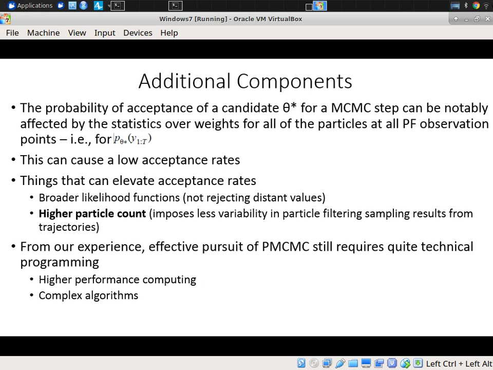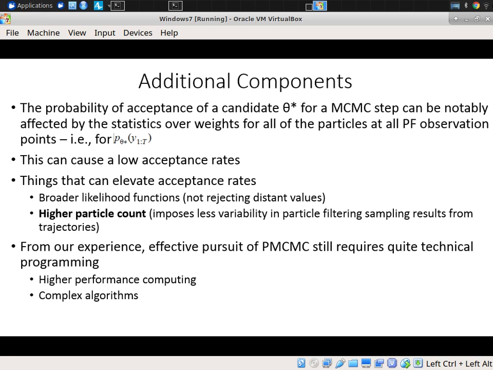If you have lots of particles, my own experience suggests lots of particles make this more reliable to compute, and therefore you get better acceptance from MCMC because it's not being thrown off by some silly inaccuracies in this. Just because we're trying to save time by having fewer particles, it ends up leading to lower acceptance rates because it spuriously says this theta star is no good, when really it was just an accident. It had too few particles to reliably compute this probability.